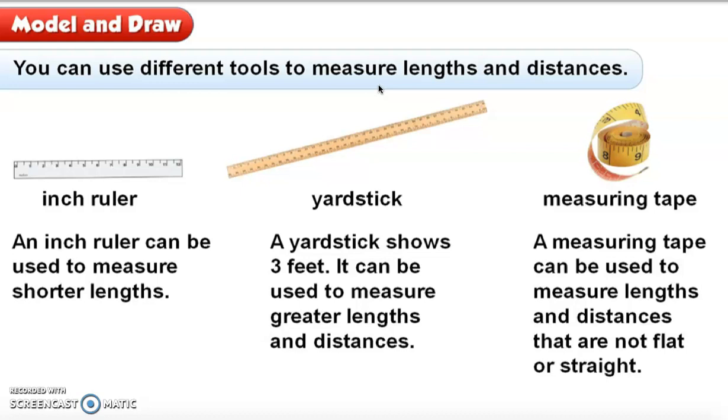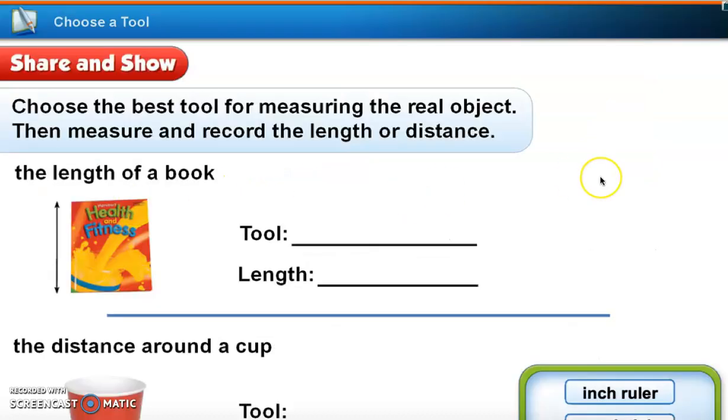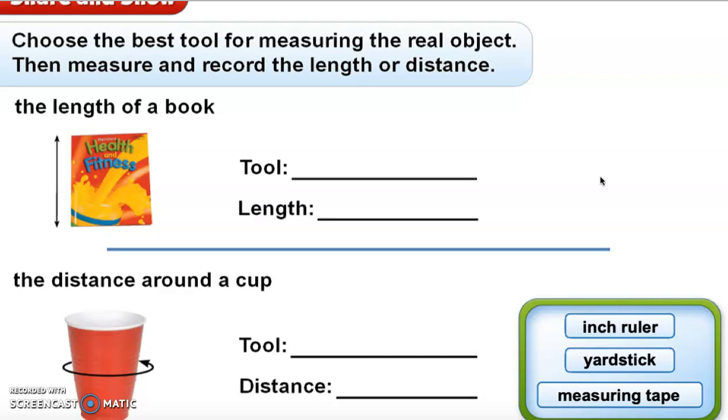And then you can write down what you measured and how long it was in the Google Classroom stream. I'm sure Mrs. Zillahy and myself would love to see some of the things that you measure with different measuring tools and how long those things are. But for the examples we're going to do today, we're just going to decide what tool we would use to measure them. It says choose the best tool for measuring the real object. Again, you can measure and record the length or distance of your own objects if you would like to.